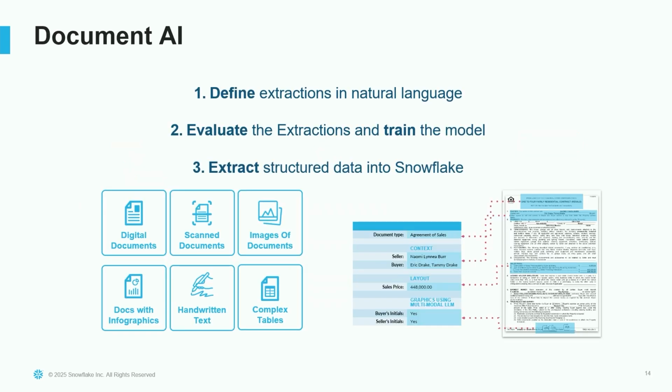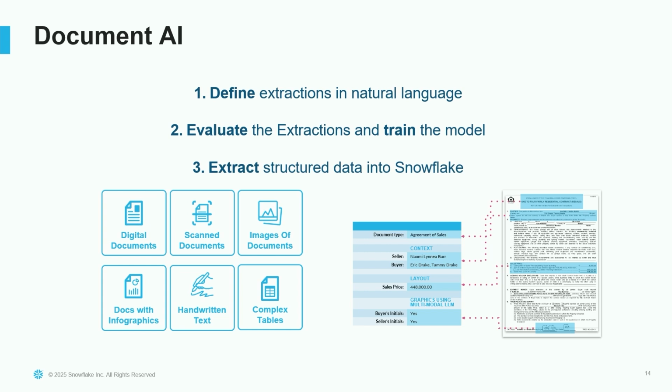Now, how does Document AI work? With Document AI, essentially, you're able to structure the unstructured. You have a document that you want to put into tabular formats. And it's very, very easy. It's a three-step approach to automate document extraction with Document AI.